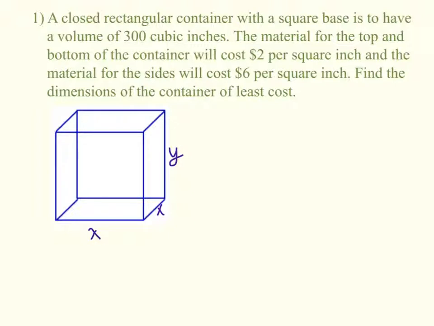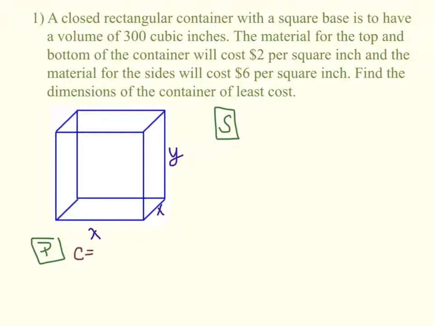All right, now we need to identify our two equations, our primary equation and our secondary equation. Our primary equation, remember, is the one that we need to maximize or minimize. So in this case, when you read through this, what is it that they are trying to minimize? If I read this correctly, they are asking for the least cost. So cost is our function that we are trying to minimize. So I'm going to say C equals.